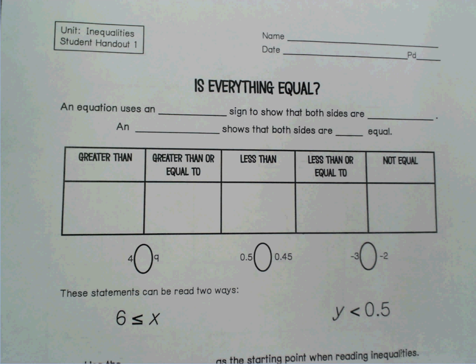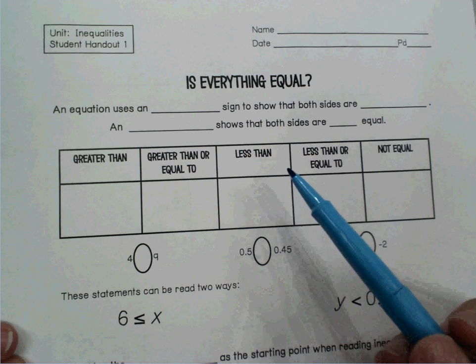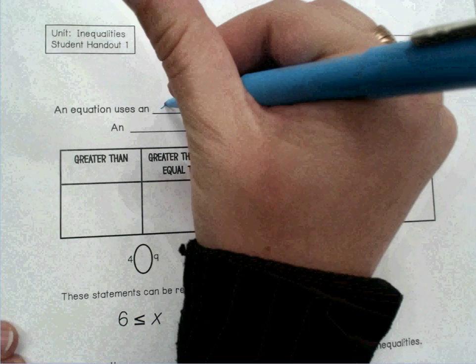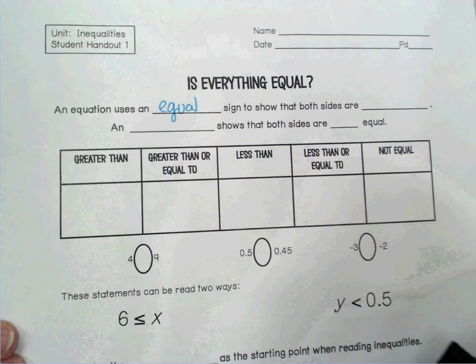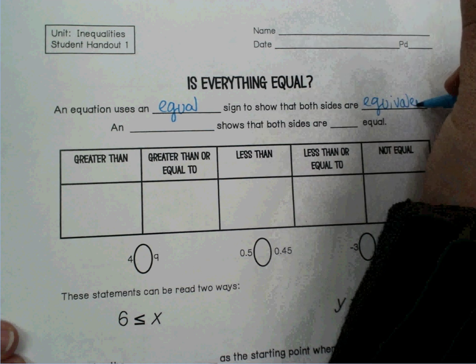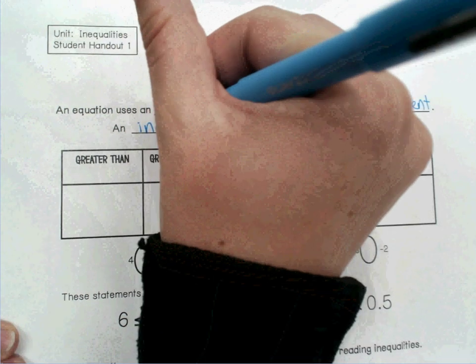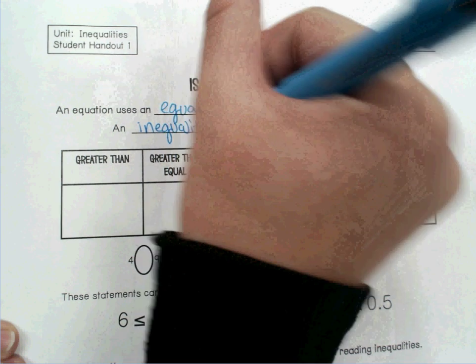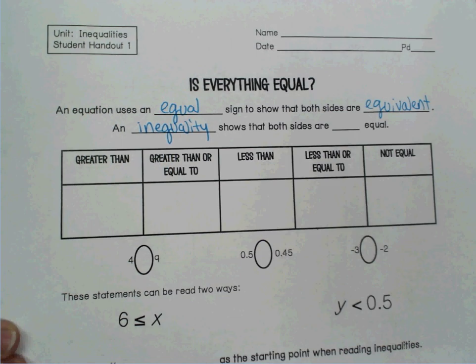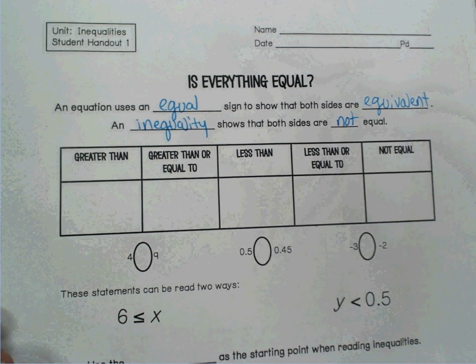Tomorrow we're going to start looking at inequalities, and looking at this first sentence here. An equation uses an equal sign to show that both sides are equivalent. That's what we've looked at the past few weeks. Now what we're looking at is an inequality, and an inequality sign shows that both sides are not equal. One's less than or greater than the other side.